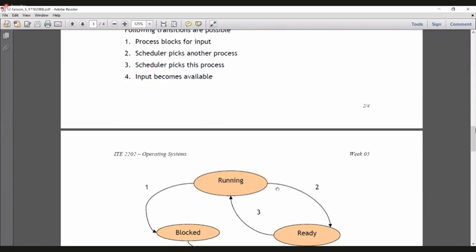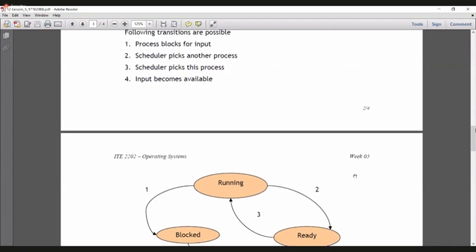Then the second is scheduler picks another process. So in operating systems, you have a separate section or module called the scheduler. It is the one deciding which one to move from here to there and so on. So if you move one from running state to blocked, the scheduler knows now CPU power is available. So the scheduler picks another process to run. So that is another transition.